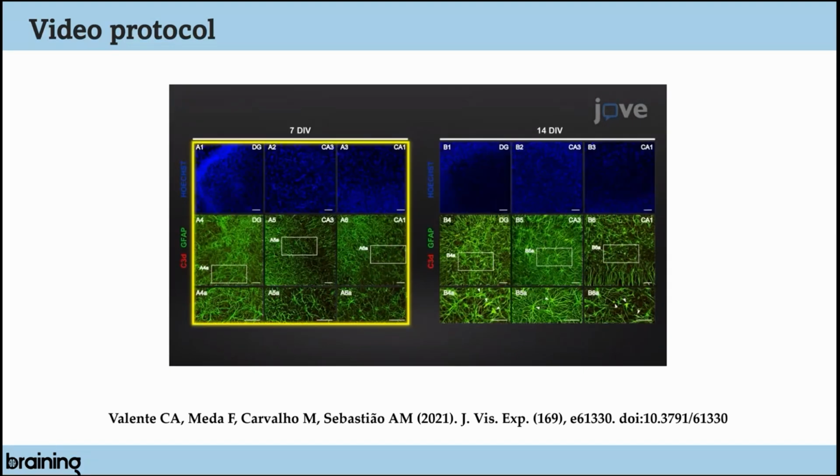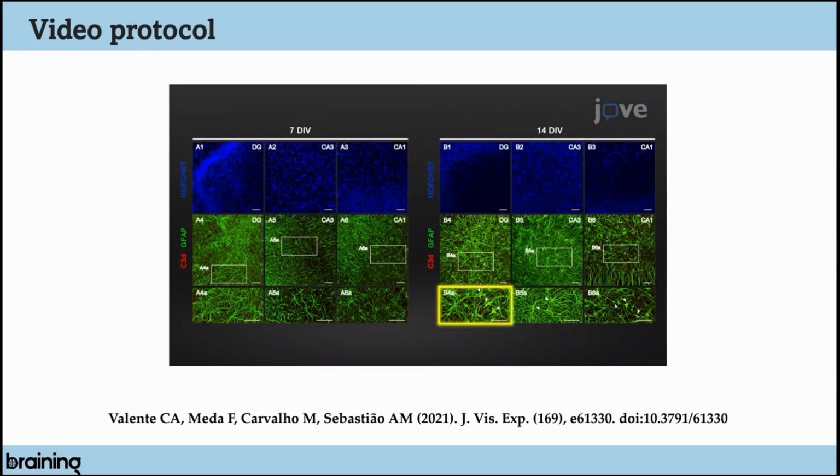At 7 days in vitro, the expression of C3 is barely detectable, while in 14-day in vitro slices, hypertrophic glial fibrillary acidic protein positive C3 positive astrocytes can be observed, suggesting a progressive activation of A1 astrocytes.